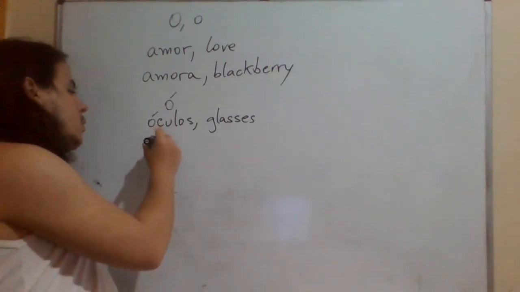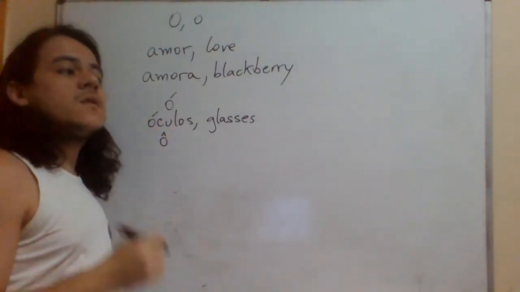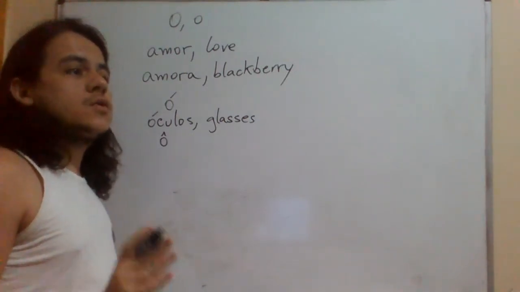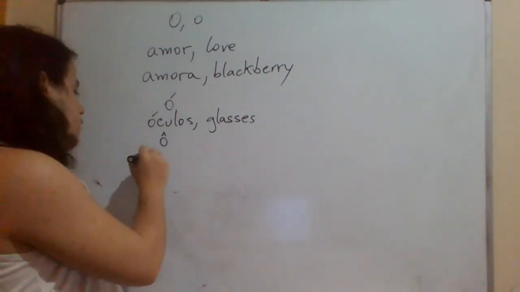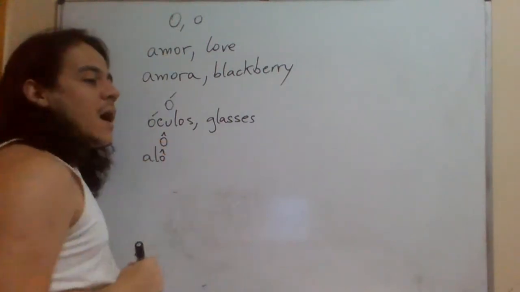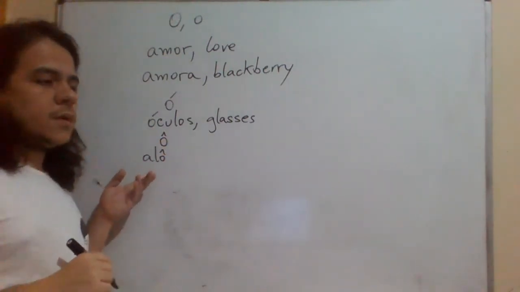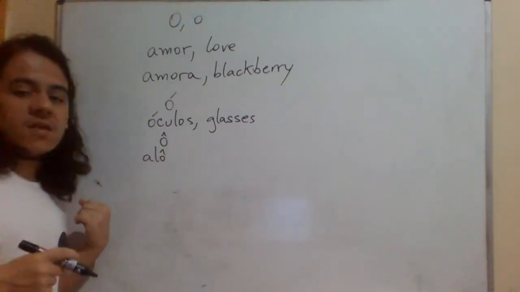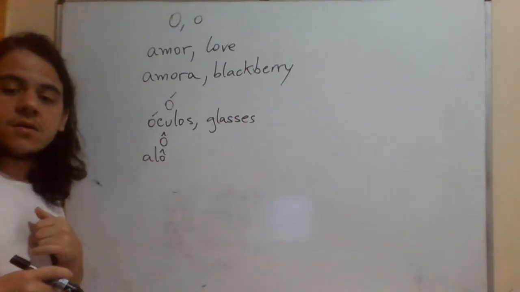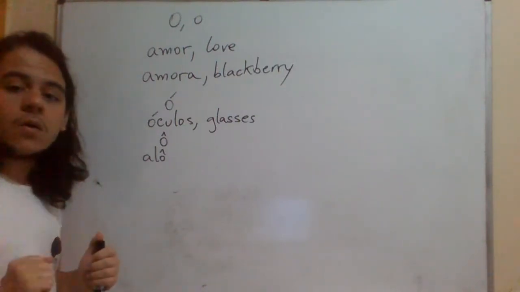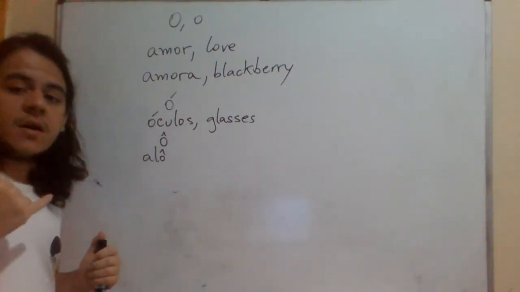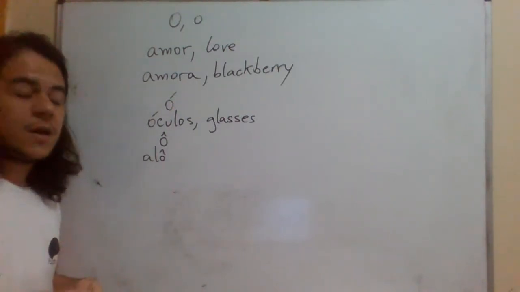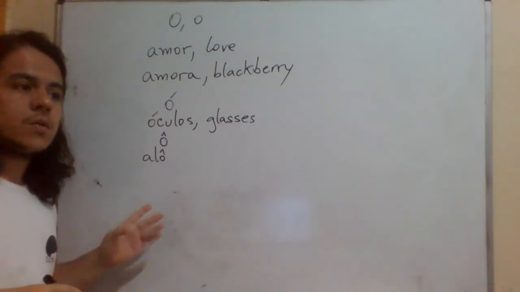And when letter O has a circumflex accent, we'll always have the sound O. For example, alô. Alô, it's a word some people say when they answer the phone. Somebody calls me and I answer and I say, alô. I think in English people say hello. Here in Brazil we say alô.